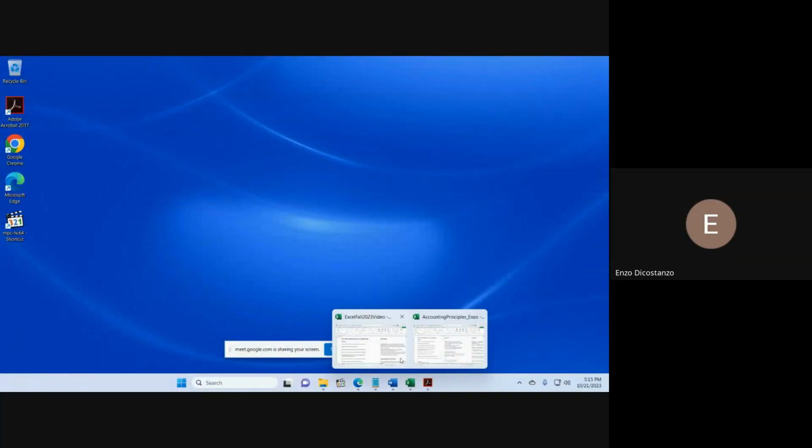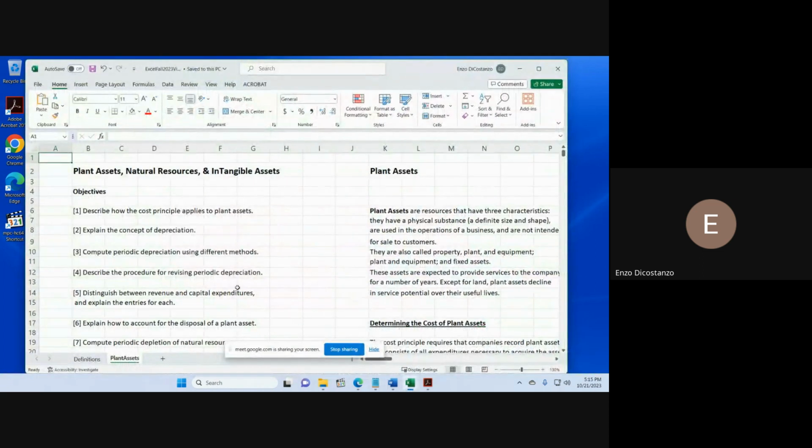Okay. So you should have this posted. See what it says, plant assets? You should have that posted on Blackboard, and you should be able to download this template to your Excel, copy and paste it to your template that you're working on.